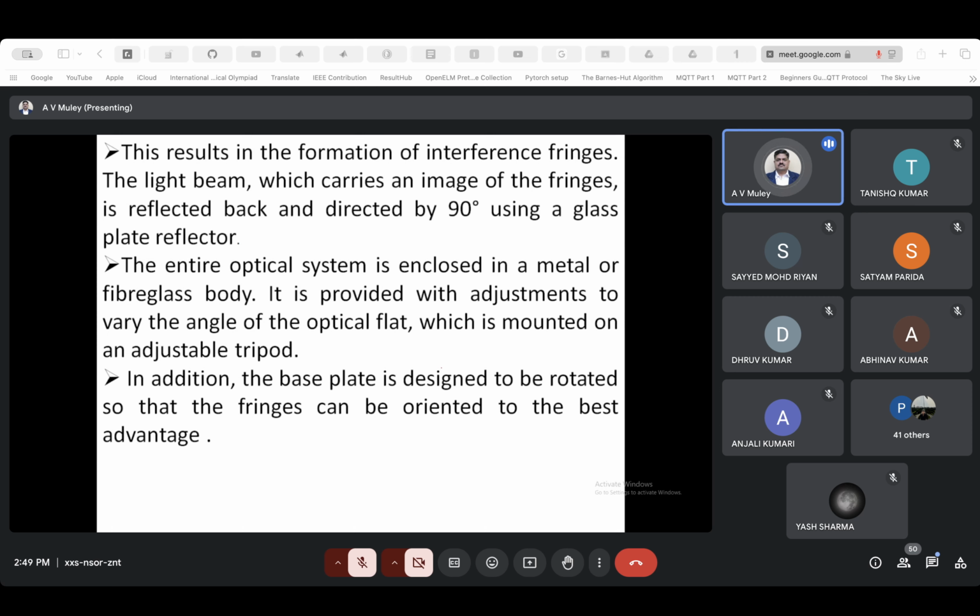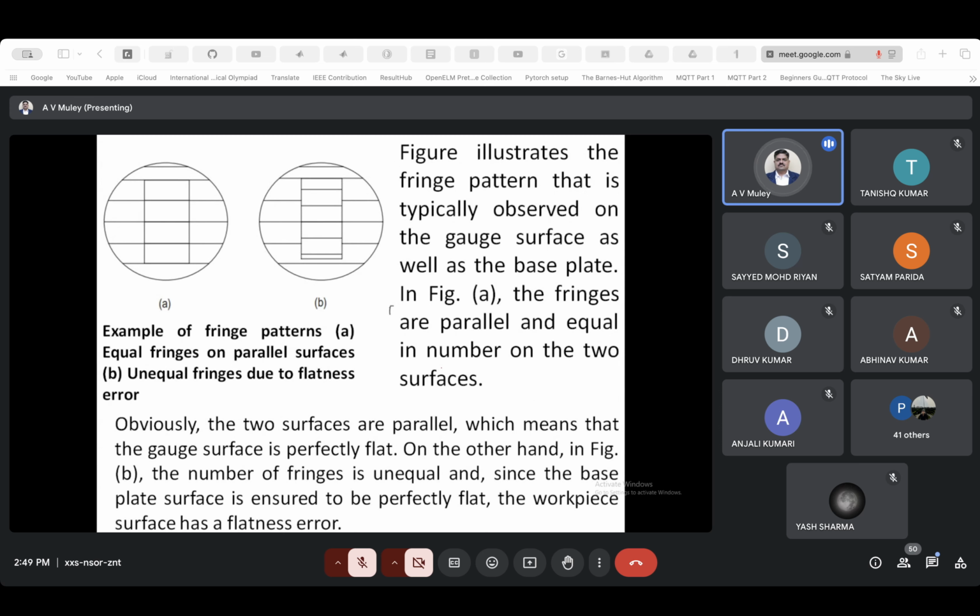In addition, the base plate is designed to be rotated so that the fringes can be oriented to the best advantage. तो आप इसमें adjustment कर सकते हो so that you can orient the fringes according to the requirement, जैसे आपको measure करना है. तो look at this particular one. इस तरह से पैटर्न बनेगा आपका, ठीक है?